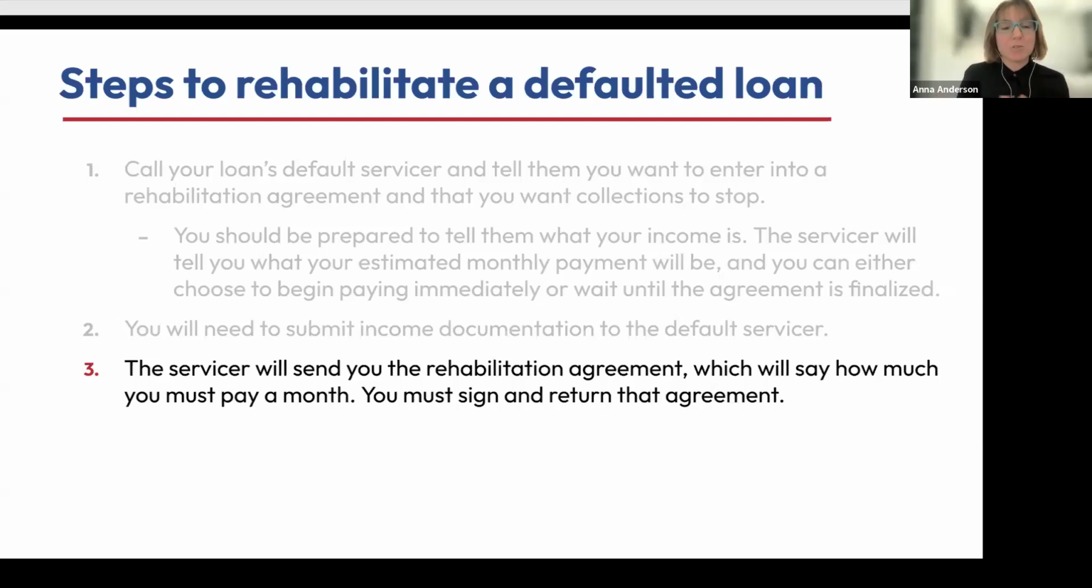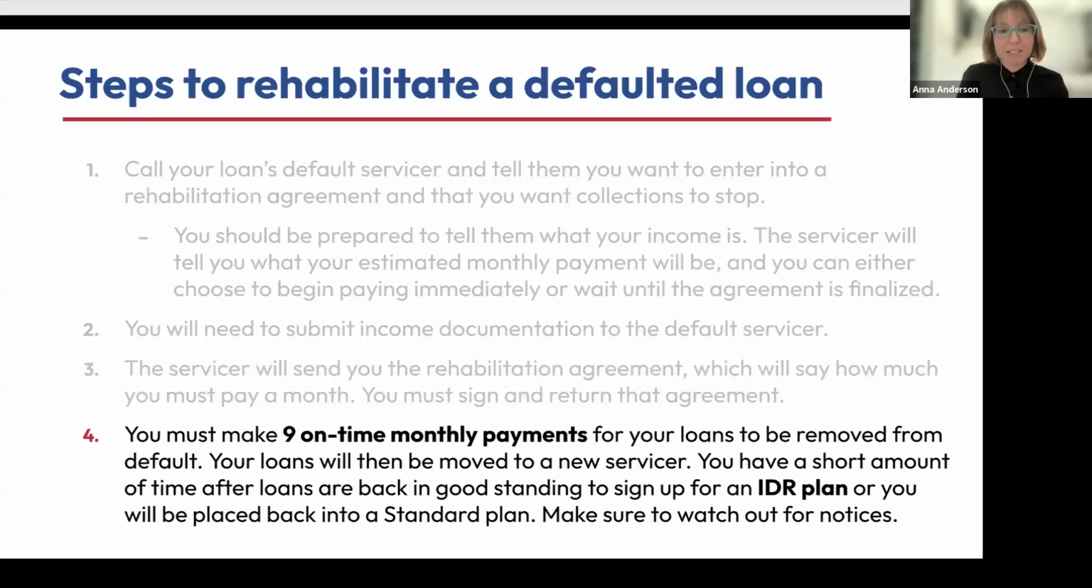Now, after that, you will then make 9 on-time monthly payments based on the amount that the servicer tells you to pay for your loans to be removed from default. Now, as soon as you complete that agreement and you make your 9 payments, your loans will be removed from default and they will be transferred to a new loan servicer.